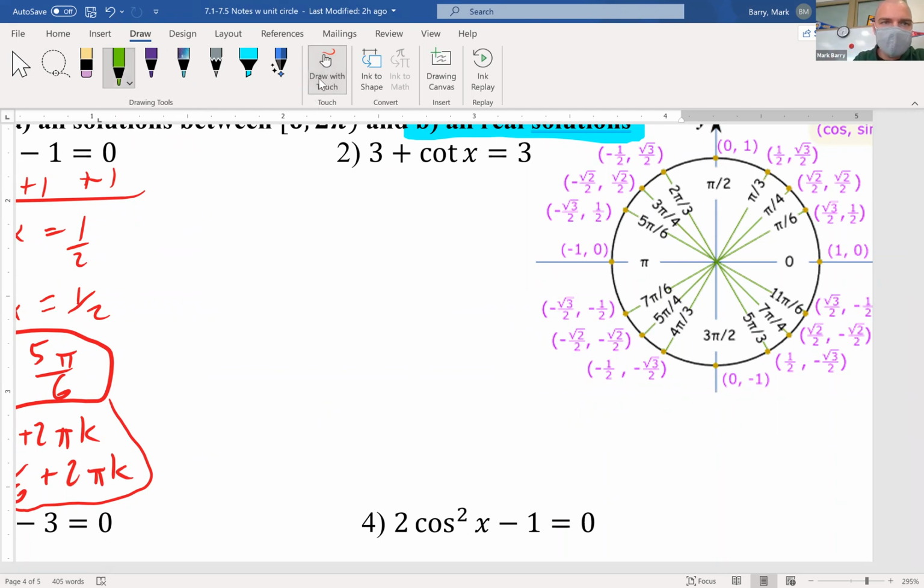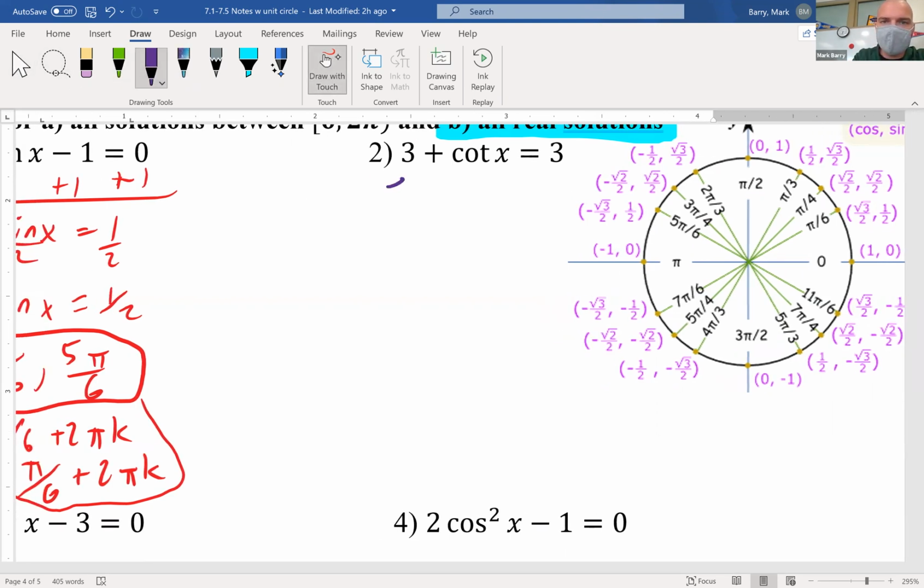Oh no, why are they doing this? I know it's reading my pen because I can see the little dot, but it's not writing. Maybe purple will work. No, it will not. Okay, there we go. All right, so we'll subtract the 3 over here. We get cotangent of x equals 0, okay?